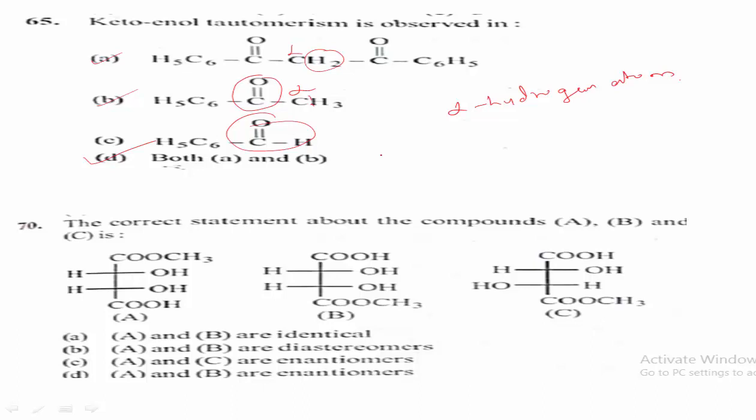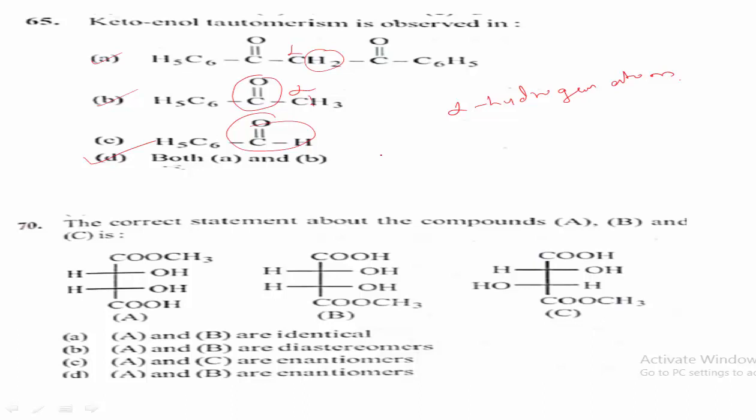Okay, students, next question number 70. The correct statement about the compounds A, B and C is, okay, carefully observe the structures, how they are arranged, which type of groups are present in there. Option A is A and B are identical. Option B is A and B are diastereomers. Option C, A and C are enantiomers. Option D, A and B are enantiomers. Okay, students, I think in the previous question I already told you what diastereomers are, what enantiomers are and what identicals are.